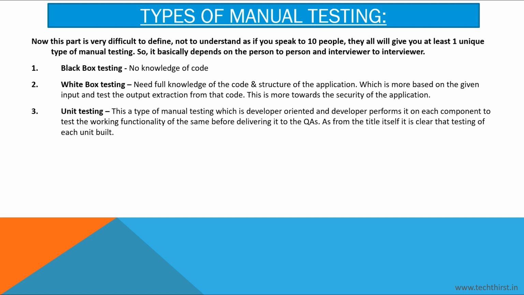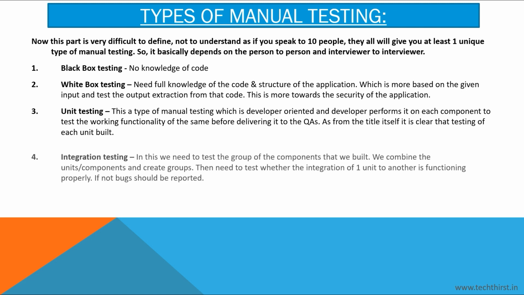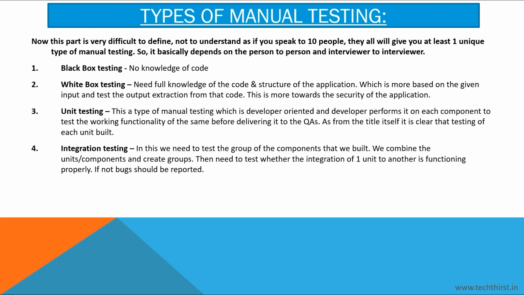Next we have unit testing. This is a type of manual testing which is developer-oriented, and the developer performs it on each component to test the working functionality of the same before delivering it to the QAs. As from the title itself, it is clear that it is testing of each unit built or developed. Next is integration testing. In this we need to test the group of the components that we built. We combine the unit components and create groups. Then we need to test whether the integration of one unit to another is functioning properly. If not, bugs should be reported.